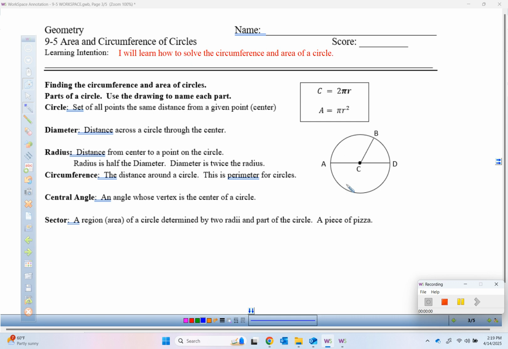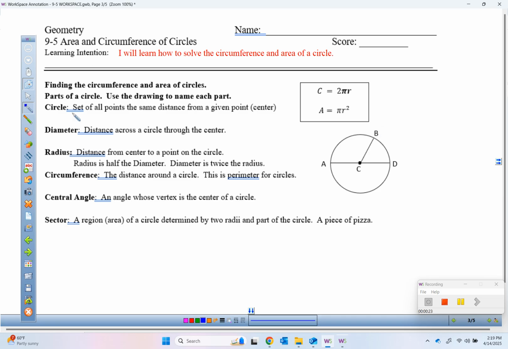Okay, today we're looking at lesson 9-5, area and circumference of circles. Today's learning intention: I will learn how to solve for the circumference and area of a circle. All right, so first we're going to start by going over some of the definitions of the parts of the circle, and we're going to do that by using this circle to help.